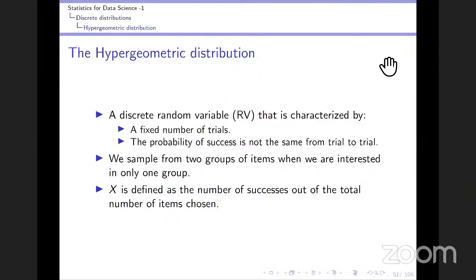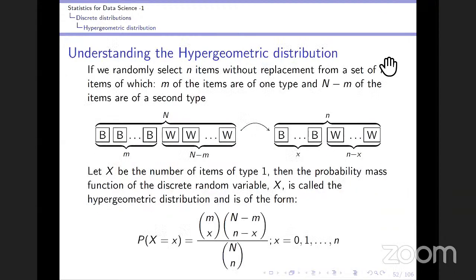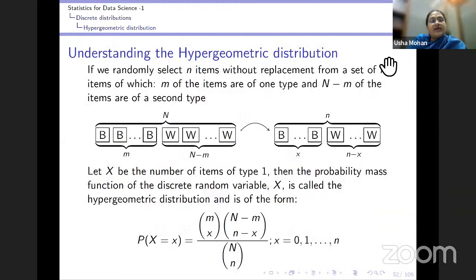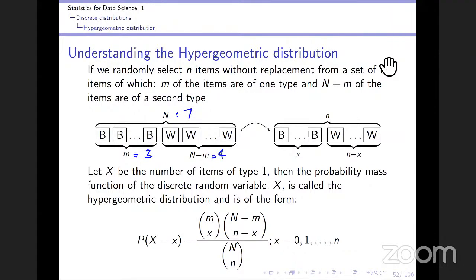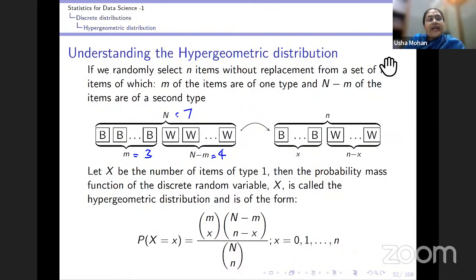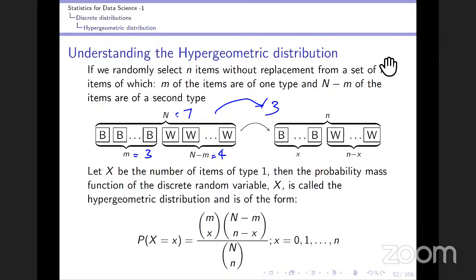Is that clear? I had here n equal to 7, I had 3 and I had 4. Is this clear? Yes, ma'am. Okay. Suppose I'm randomly selecting 3 items from this 7. Now I could have a mixture of black and white in that. Is it clear? I could have a mixture of black and white.